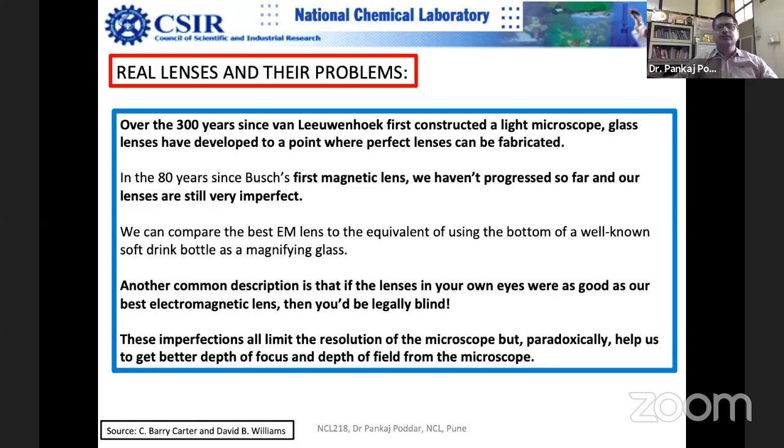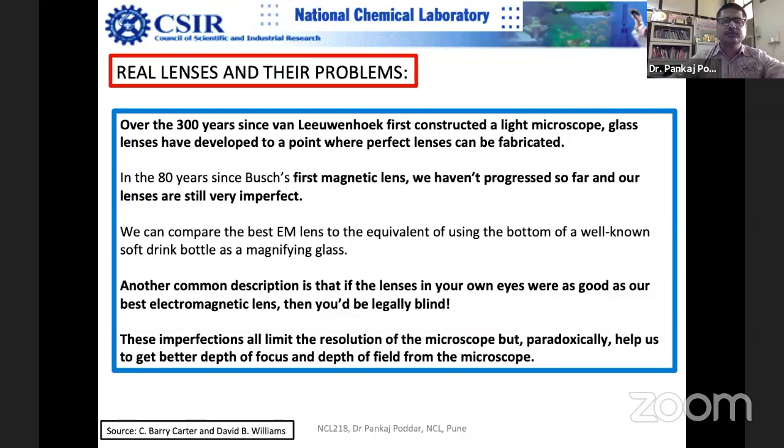How imperfect they are, basically, can be compared. We can compare the best electromagnetic lenses to the equivalent of using the bottom of a soft drink bottle, Coca-Cola or something, as a magnifying glass. If I compare precisely, the way you use that, it's so imprecise, so imperfect. So that is the quality. That's the reason that we are not able to reach the theoretical limit.